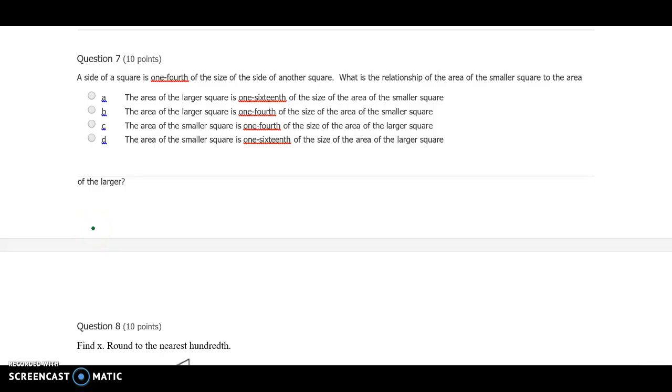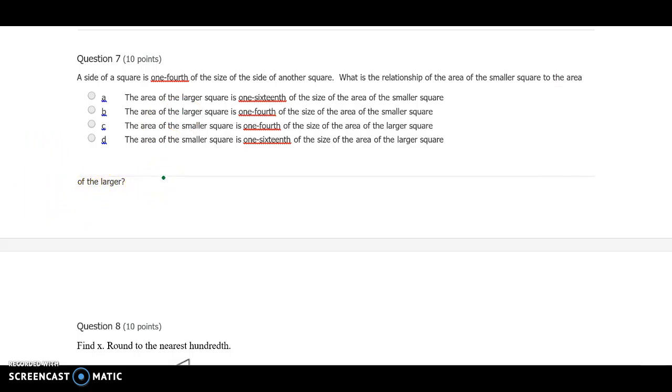Alright guys, final review, part 1, the second half, so I'm going to call it part 1B. We left off on number 7. It says a side of a square is 1/4 of the size of the side of another square. What is the relationship of the area of the smaller square to the area of the larger?